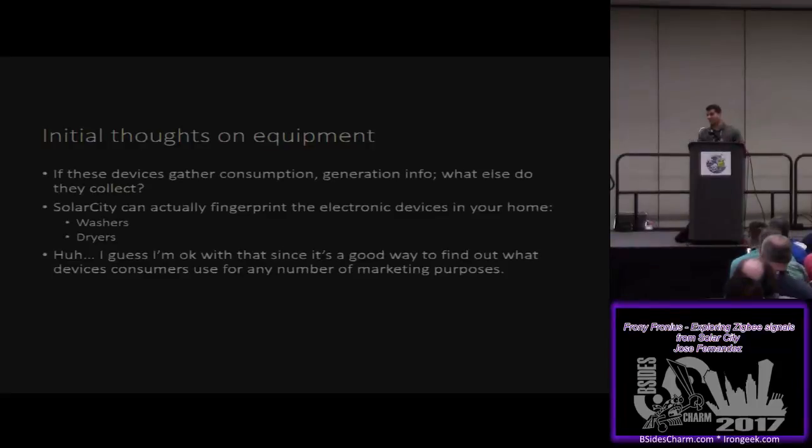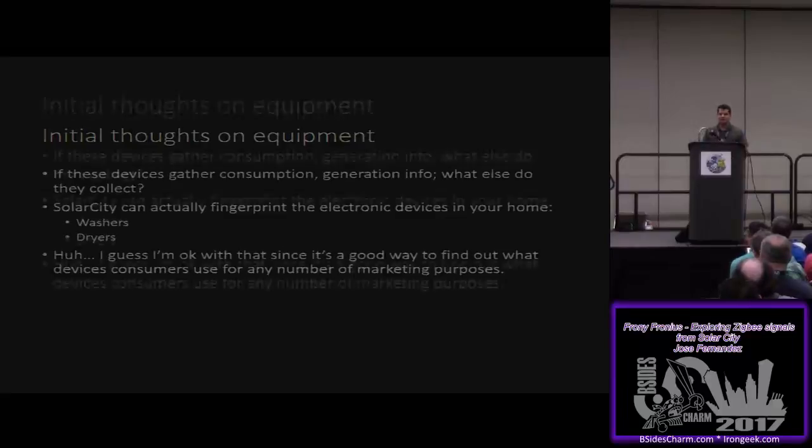And then, for me, I guess I'm okay with that right now, because, let's say you had a really old dryer and they're able to fingerprint it, and all of a sudden you start getting marketing mailers for discounts for a new energy efficient one, right?